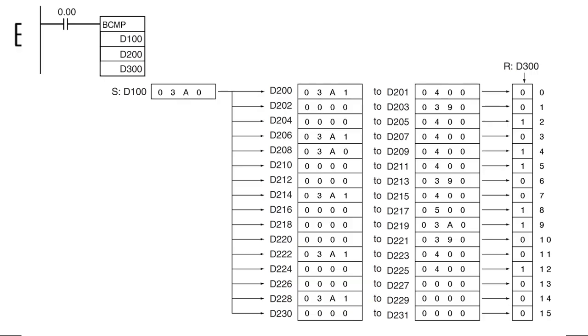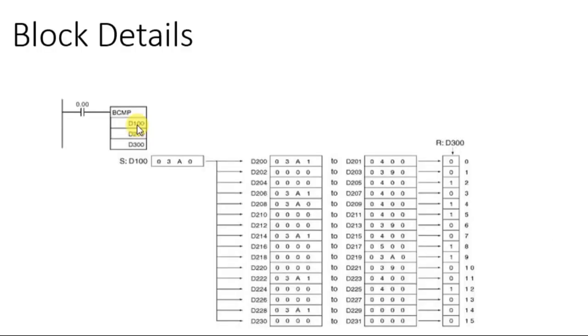Let's see this. Look, here the values are given in hexadecimal. They have some value in D100, that is the source data. 03A0 is the source data, and D200 is the block. In this block we are going to split it into 16 ranges. Look at this, D200, D201. We have to check whether this 03A0 is in the range of the value in D200 and the value in D201.